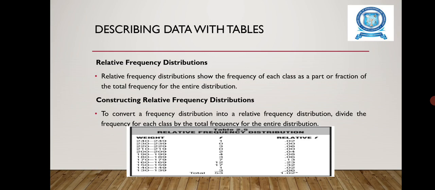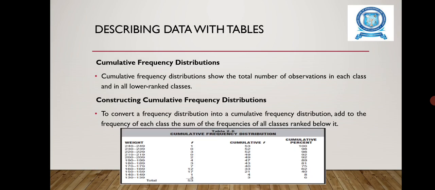A relative frequency distribution shows the frequency of each class as a part or a fraction of the total frequency for the entire distribution. This type of distribution is especially helpful when we are comparing two or more distributions based on different total numbers of observations. The conversion to relative frequencies allows a direct comparison of the shapes of two distributions without adjusting for the differing numbers of observations. That is shown in the table below.